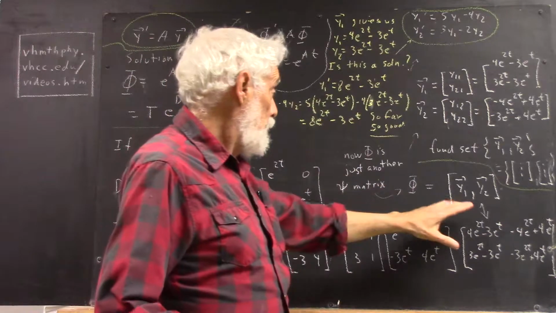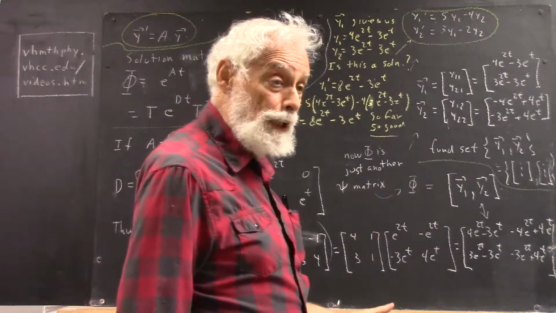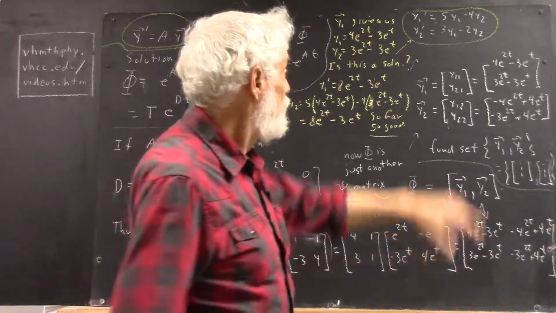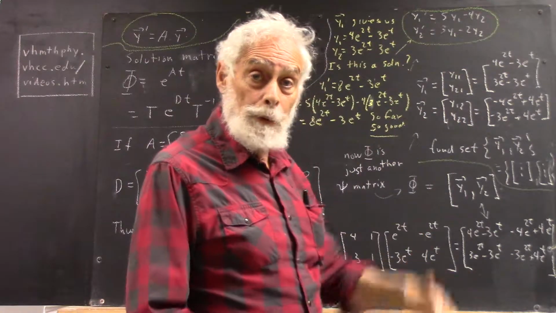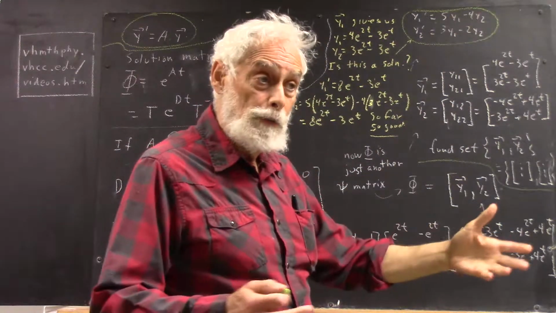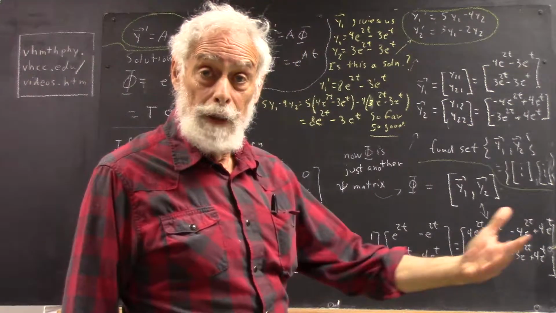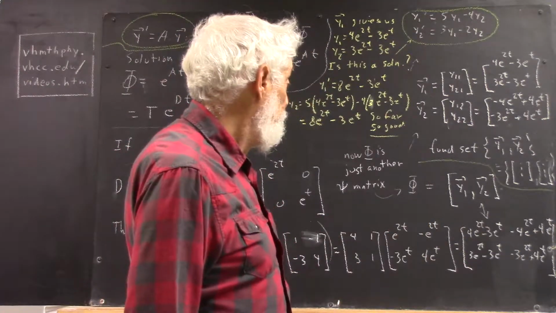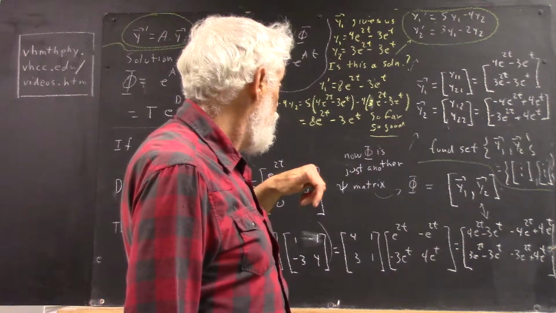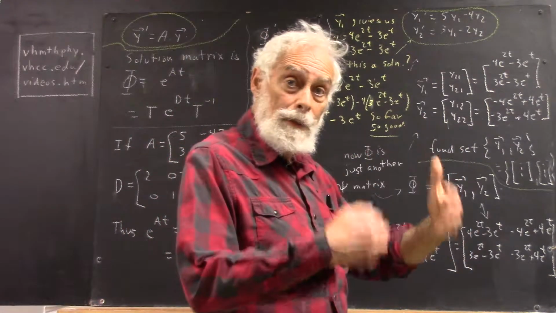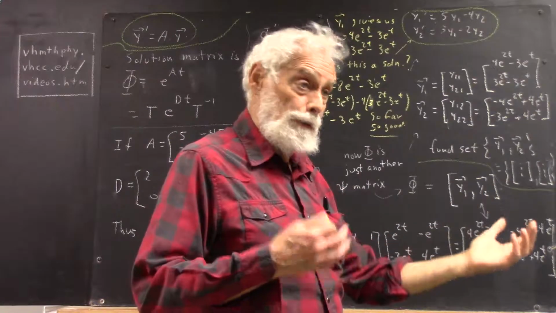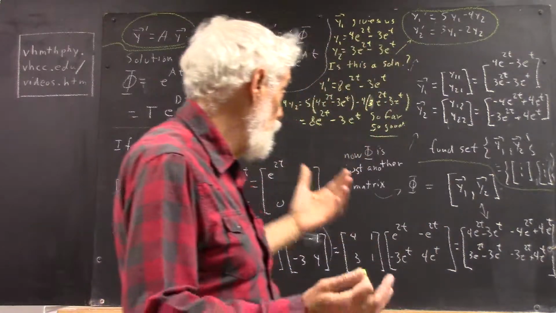Okay. Another comment, phi is just another psi matrix. We've been doing psi matrices. We've been solving systems and putting the solutions into columns and checking the Wronskian to make sure everything is linearly independent. And we've been doing that for quite a while. We're used to doing that. That's our psi matrix. And we even use the psi matrix to get a propagator matrix and so forth.